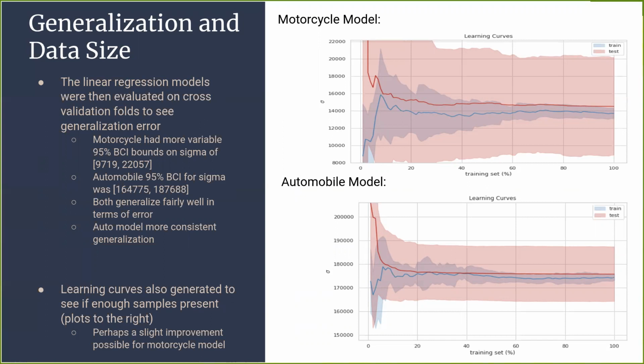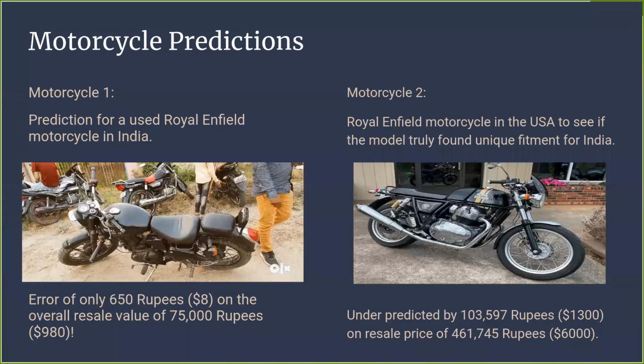Then we also looked to learning curves to see if we had enough data for both data sets. You can see these plots on the right. For the automobile data set, we had more than enough samples. You can see we're starting to level off our test performance at about that 40% mark. For the motorcycle model, we see it's leveling off towards the end, but perhaps we could squeeze a little more performance out. So maybe a little bit more samples would be good, but we're not going to see a huge improvement from any additional samples, most likely.